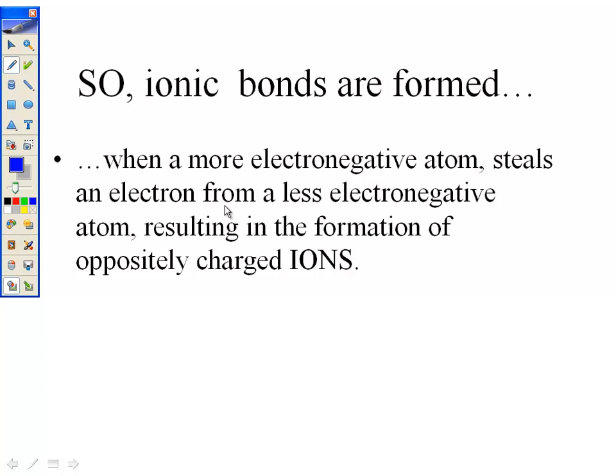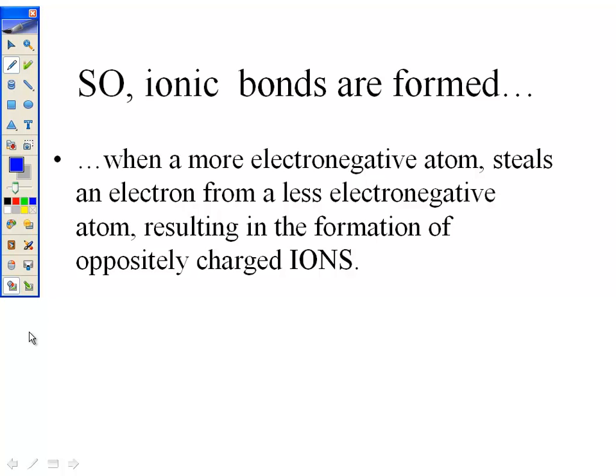So, ionic bonds are going to be formed when a more electronegative atom steals an electron from a less electronegative atom, resulting in the formation of oppositely charged ions. It turns out that at that 1.7 electronegativity difference, an atom actually has enough power to pull an electron off of another atom. So when that difference gets big enough, then an electron will actually be stolen.